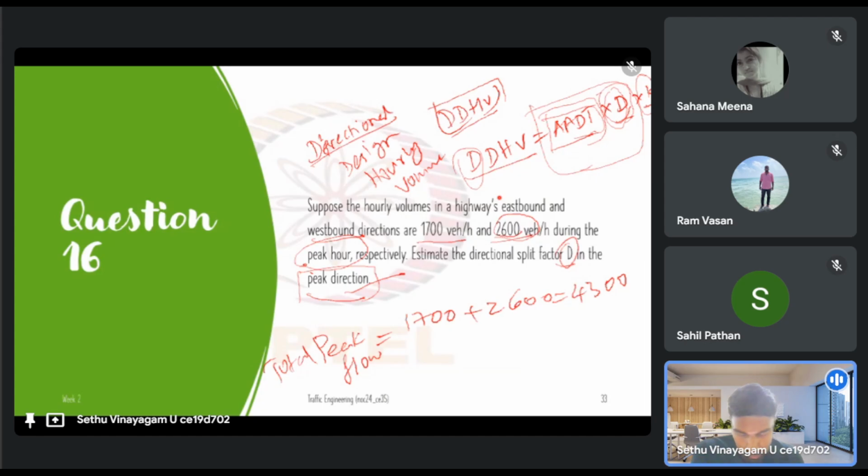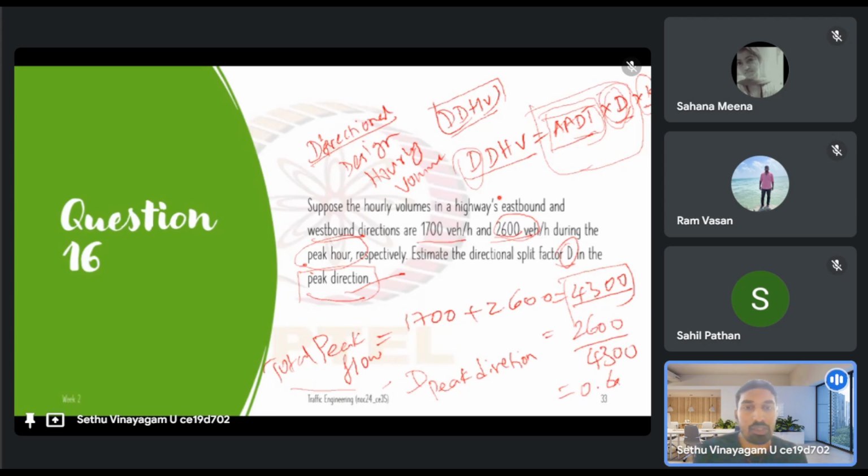So the total peak hour flow is 4300 vehicles per hour, right? So that is the total. Out of this 4300, what percentage is traveling in the peak direction? That's what we are trying to find. So D for the peak direction is 2600 out of 4300, right? So 2600 vehicles out of the total 4300 is traveling in the peak direction. So that is the proportion, which comes out around 0.6.